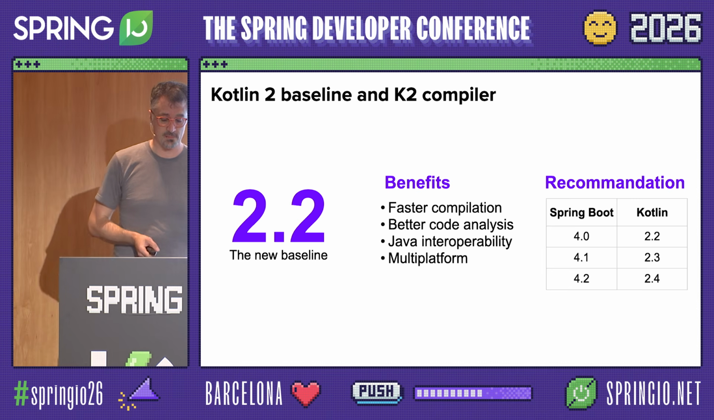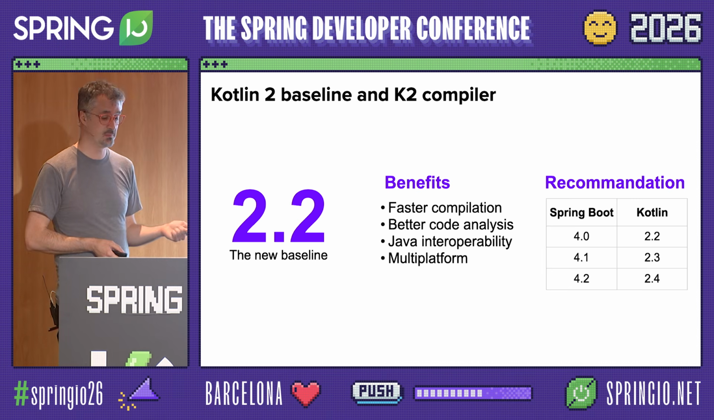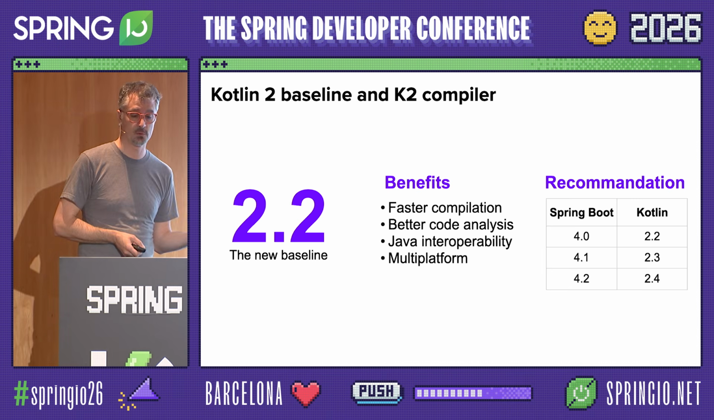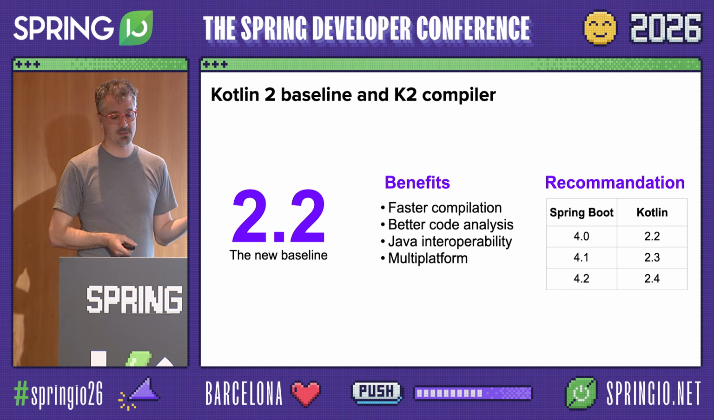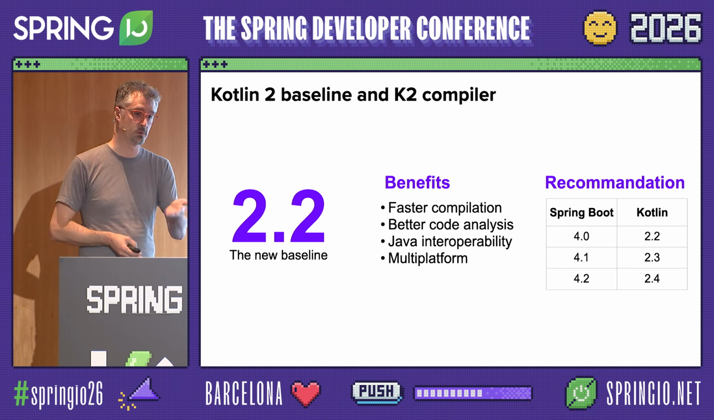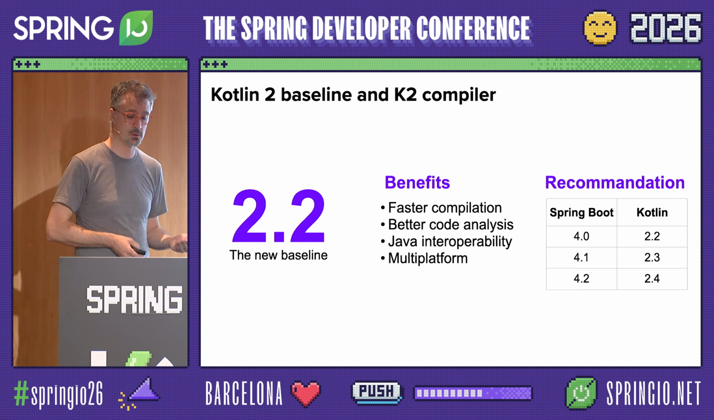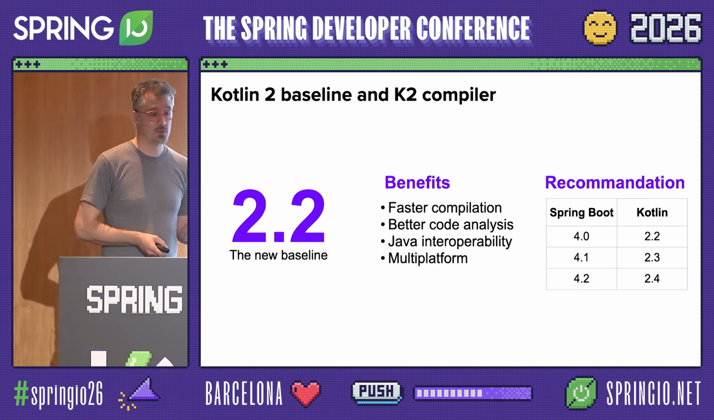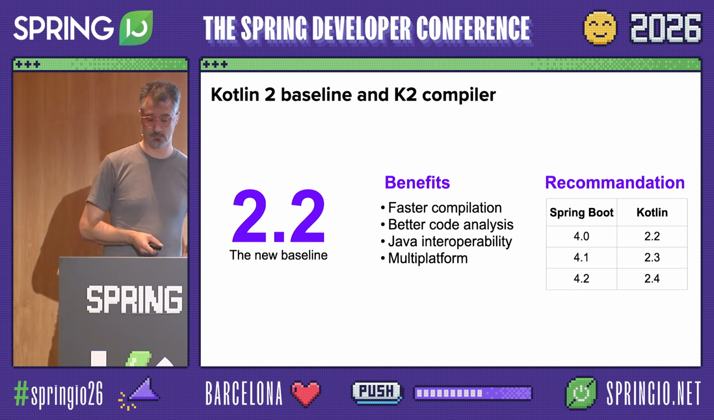The benefits are faster compilation, better code analysis, and better Java interoperability, because Kotlin 2 natively interprets JSpecify annotations in Java code, and we are going to see that we are providing those JSpecify annotations in the Spring codebase. Multiplatform support is much better as well.